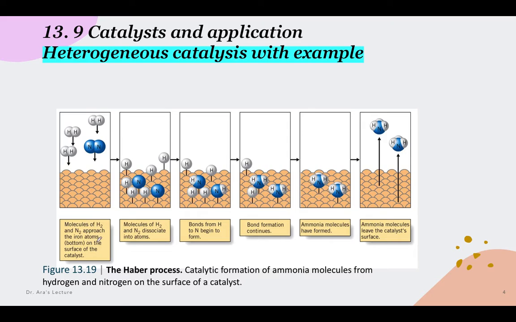If we look into it a little bit here, you can see the first step. These are the bottom of the iron on the surface of the catalyst. These are the iron catalyst, and these are the nitrogen molecule and the hydrogen molecule, and they adsorb there, and the catalyst helps to break the bond, or dissociate, into nitrogen atoms and hydrogen atoms, and then bonds between hydrogen and nitrogen start to form. Here the bond has already formed. Here ammonia molecules are forming, and here ammonia molecules leave the catalyst surface. See?